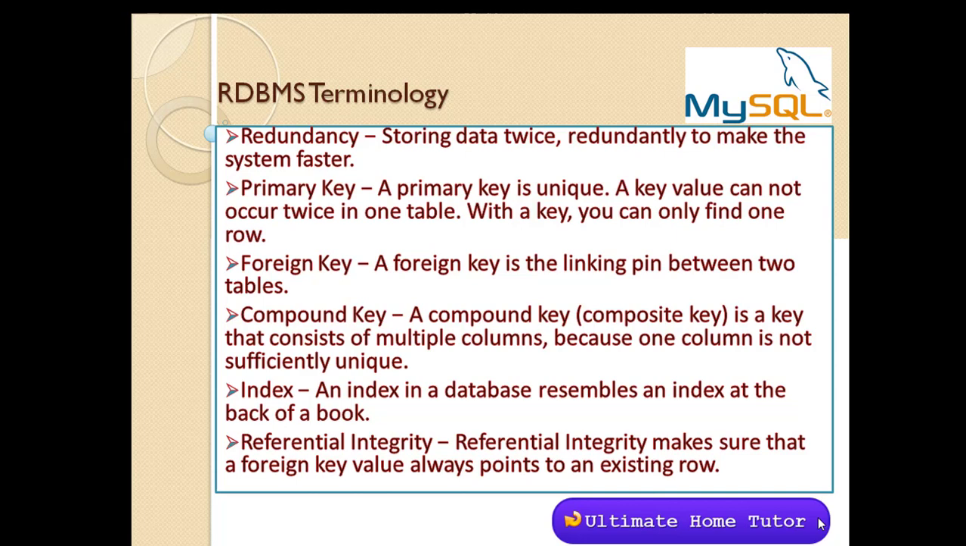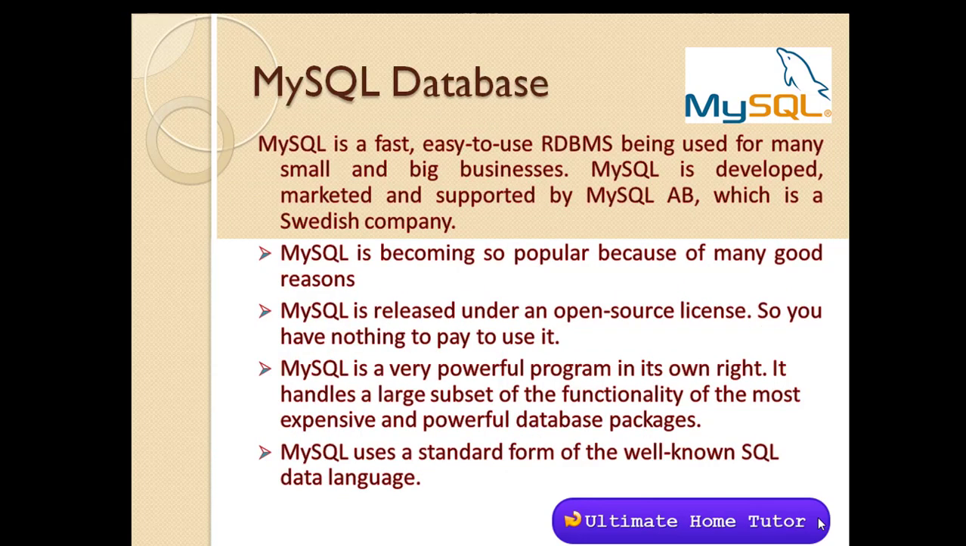Then index. An index in a database resembles an index at the back of a book, or in the starting pages of the book. Then referential integrity. Referential integrity means it makes sure that a foreign key value always points to an existing row. If you are referring from one table to another, then it is called referential integrity.